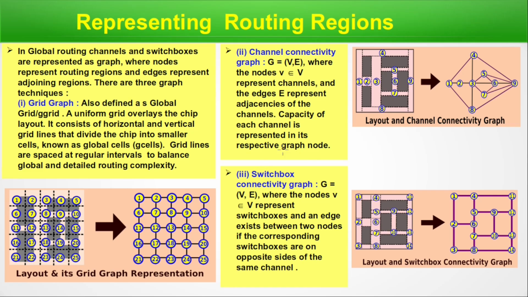So in the same design, these are the channels and these are the free zones. This is the first channel, this is the second channel, this is third, 4th, 5th, 6th, and now the connection is like that. So 1 to 4 can be done this way and 3 to 4 is connected, 3 to 8 is connected this way. That is the layout and channel connectivity graph.